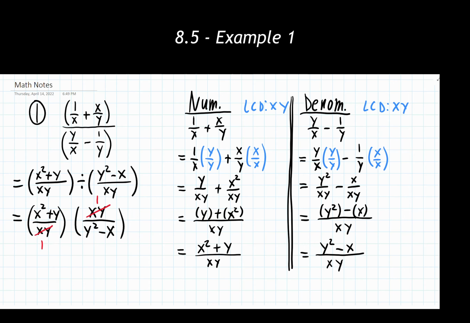I'm looking up top and I'm seeing, well, this numerator and this denominator look fairly similar to one another, but I cannot factor anything out of this numerator. I also cannot factor anything out of this denominator, and therefore, because I can't factor anything, I cannot actually cancel anything either. So this is going to have to stay exactly as it is. I multiply the fraction straight across and get x squared plus y over y squared minus x. And that's the best I can do with this.